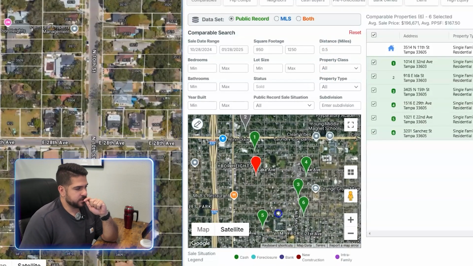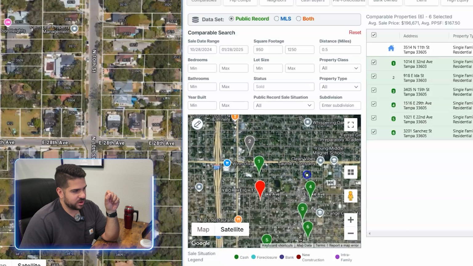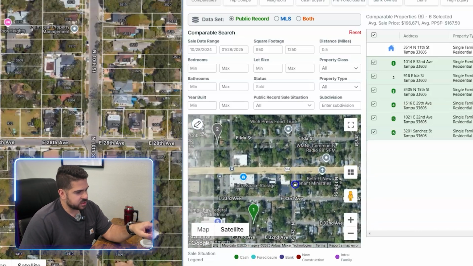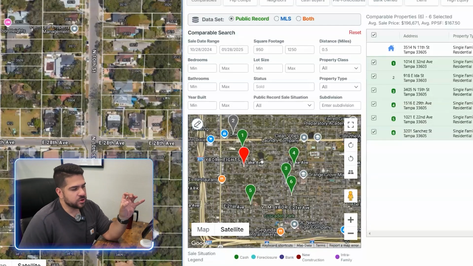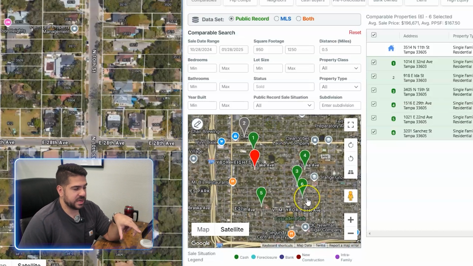So as you can see here, I like these comps, and there's a reason why I don't like this particular one, because it is across a major highway. I know this area, and I know that the area on the north side is better than what's on the south side, but even if I didn't know that, you don't want to cross major highways when you're running comparables. That is what appraisers do, and that's what you want to do.